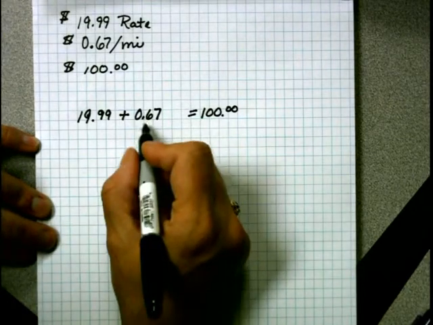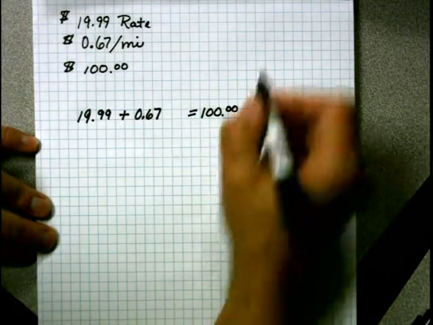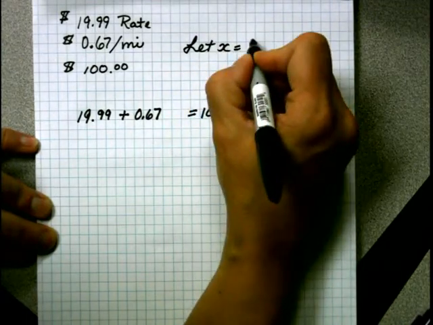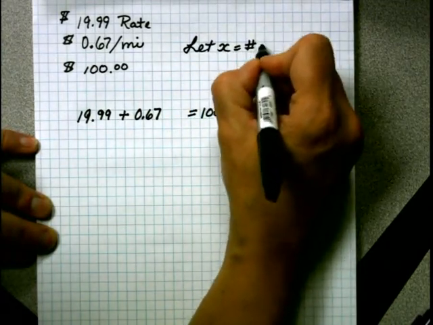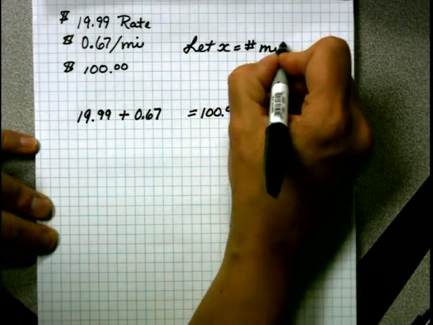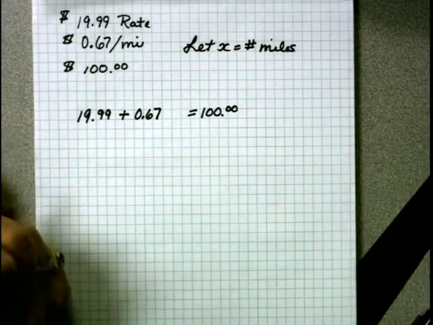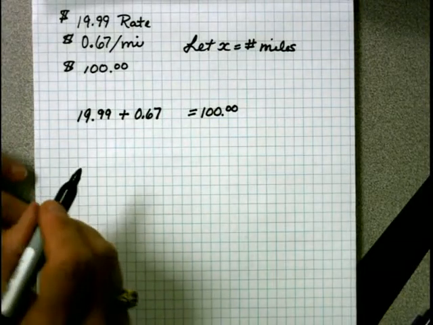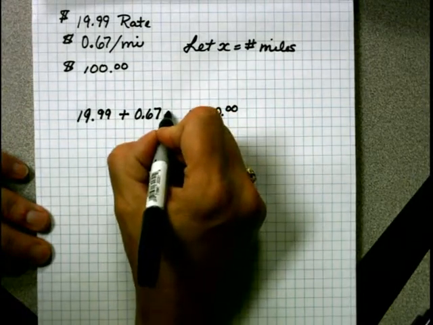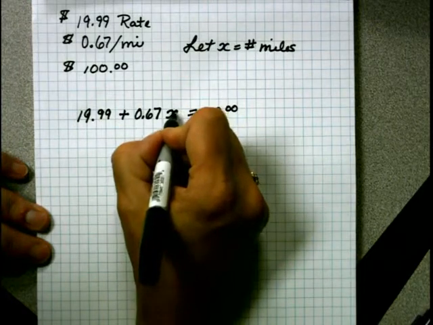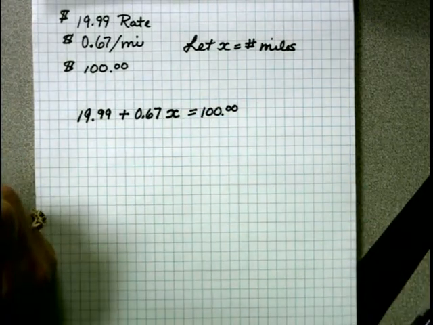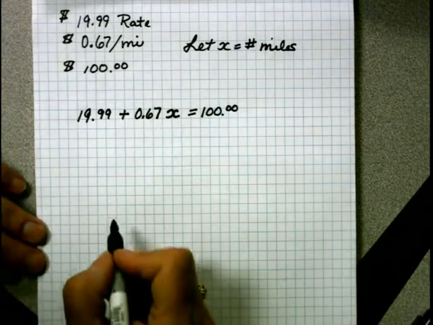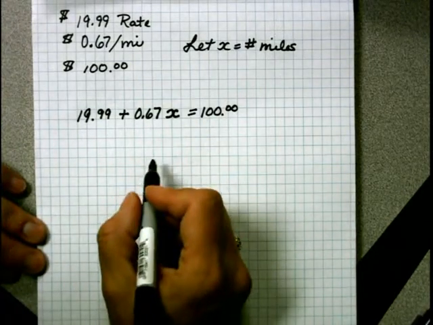Now 67 cents per mile. What is X? Let X equal the number of miles. So if X is what we're looking for, and we're looking for the number of miles, we're going to say that 67 cents for each of those miles is what we are allowed to spend, up to a total of $100. We now have an equation, and so we're going to solve for that equation.